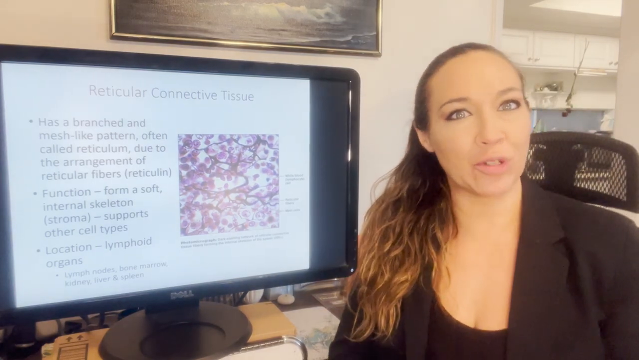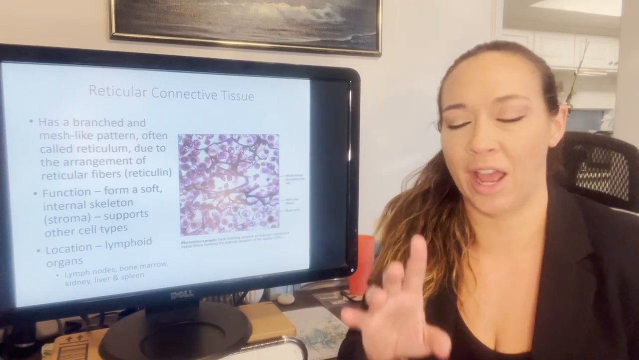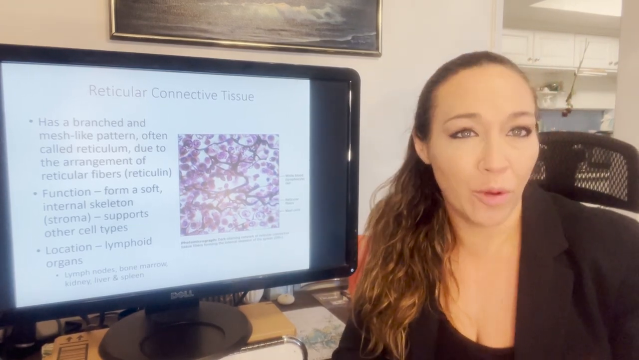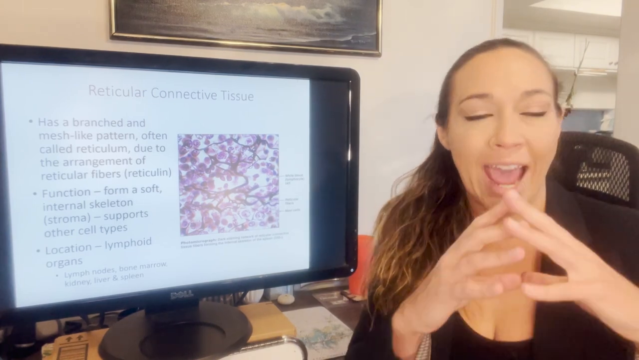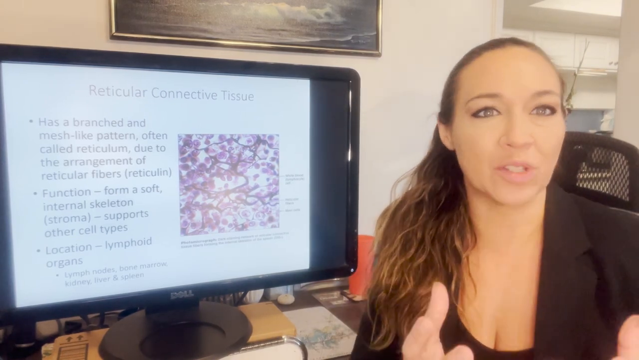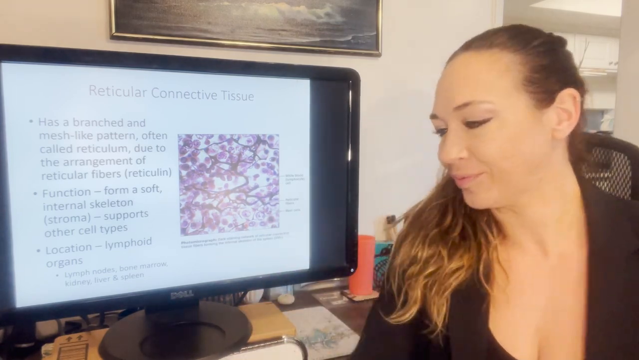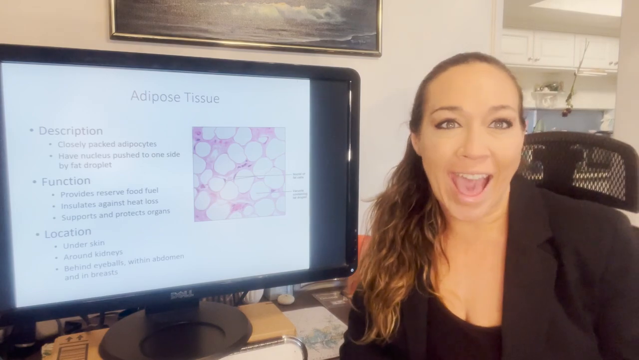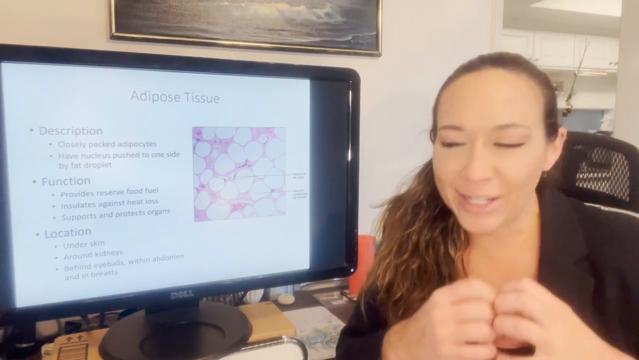Again, super crucial for things like your lymphatic system, right? Your lymphoid organs, anything associated with that is going to be your lymph nodes, your bone marrow, your kidneys, your liver, your spleen, all of these really important to actually protect and to support using these reticulated connective tissues. All right, moving on to adipose tissue. So adipose is essentially your fat, right? It is your fat cells.